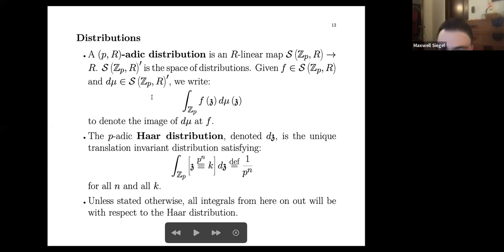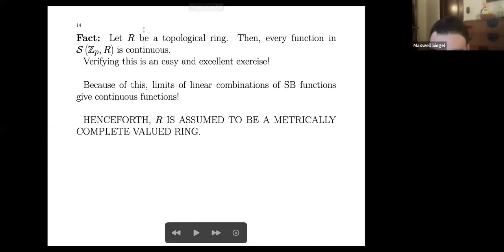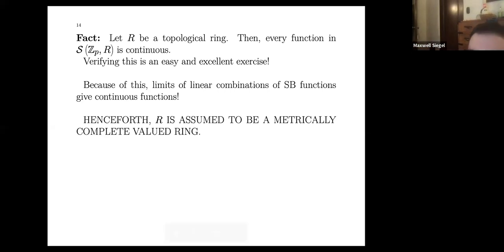The p-adic Haar distribution, which I denote dz, is the unique translation-invariant distribution which sends the constant function 1 to 1, and unless stated otherwise, all integrals from here on out are going to be with respect to the Haar distribution. Now we need to get topology and continuity involved. Let R be a topological ring. Then every Schwarz-Bruhat function is continuous. This is an elementary exercise, and it's a really good one, and it involves using the fact that the base of Z_p's topology is clopen. And so because of this, we can take limits of linear combinations of SB functions to obtain continuous functions.